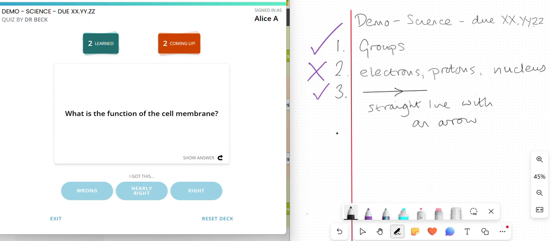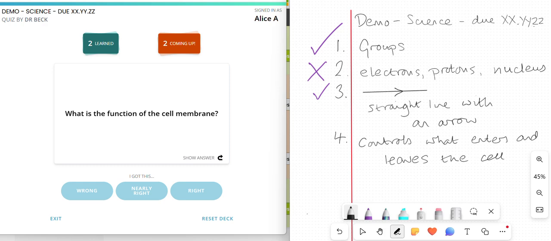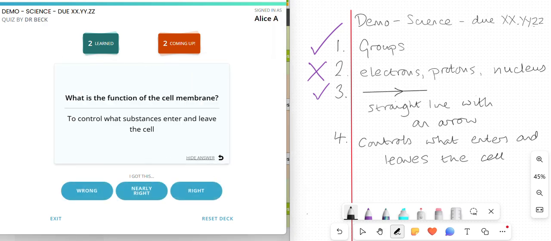Next, what is the function of the cell membrane? A bit of biology. Well, the cell membrane controls what enters and leaves a cell. Okay, that's a really important function. That's what it does. Let's check my answer. Yeah, okay, my answer is not exactly the same, but it's correct. To control what substances enter and leave the cell. Fine, that's okay. So 3 right so far.